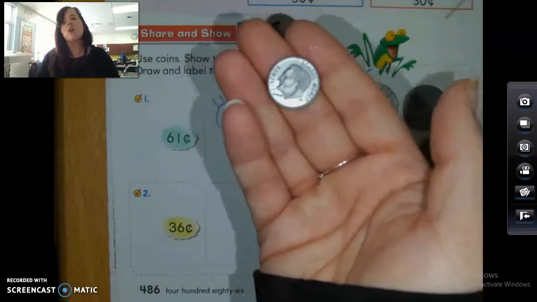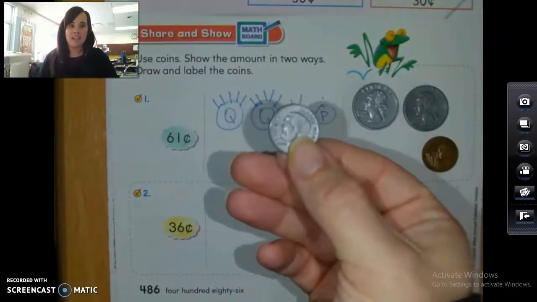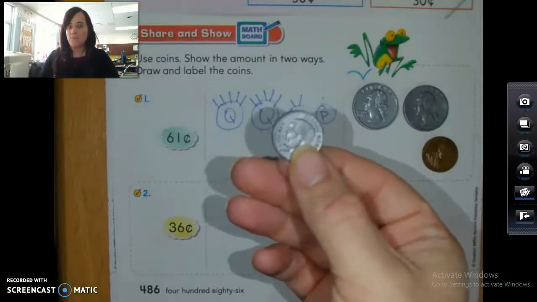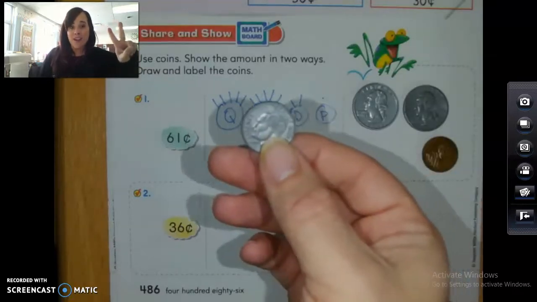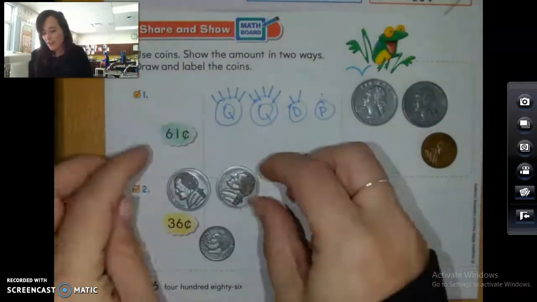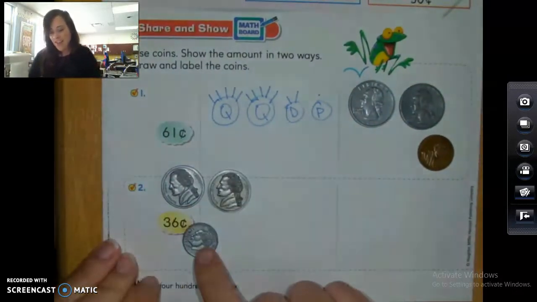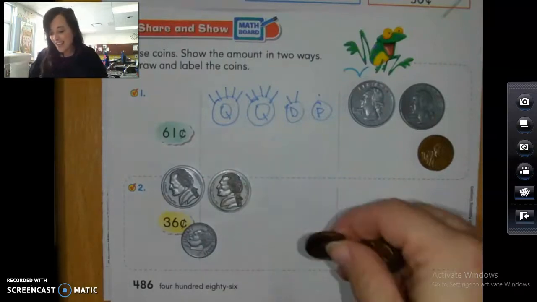10 cents. So what coins could I trade out that would also equal 10 cents that aren't a dime? Okay, there are two ways, right? We could do 2 nickels. That would equal 10 cents. Or you could do 10 pennies.